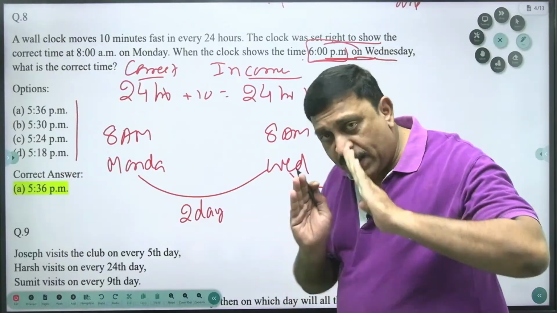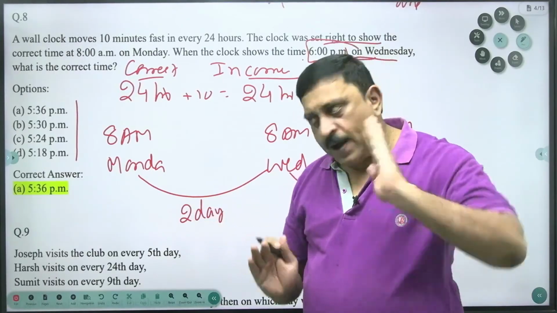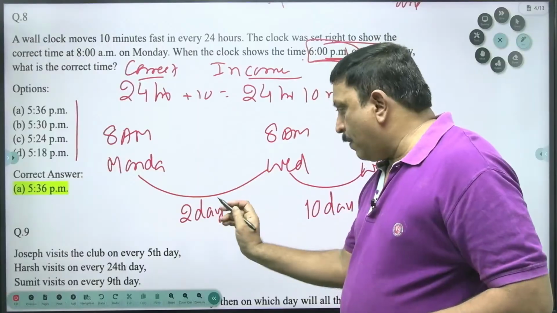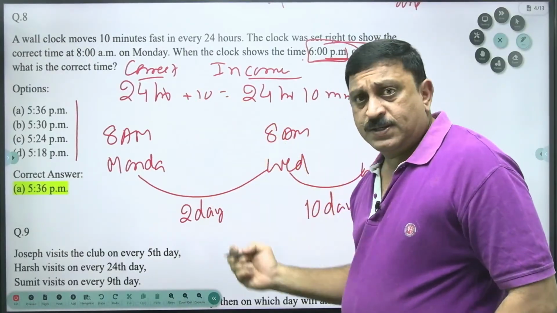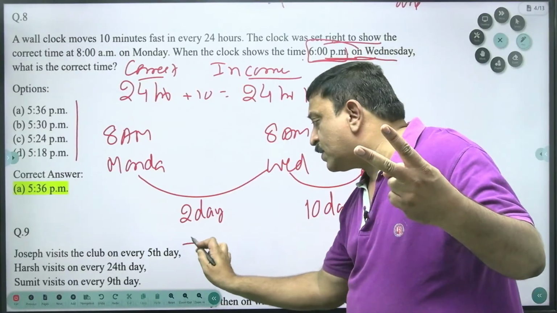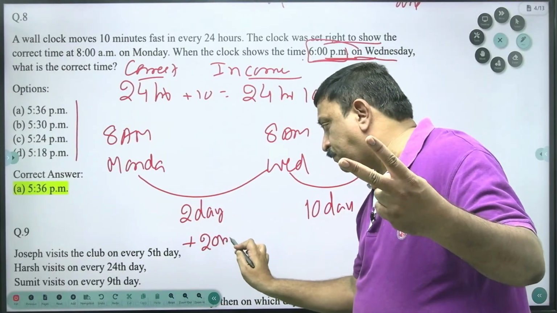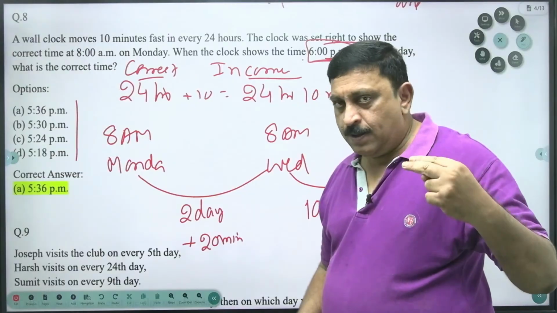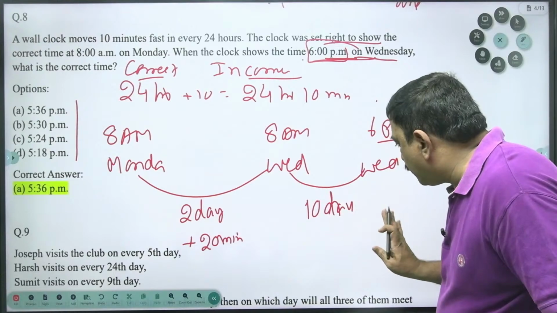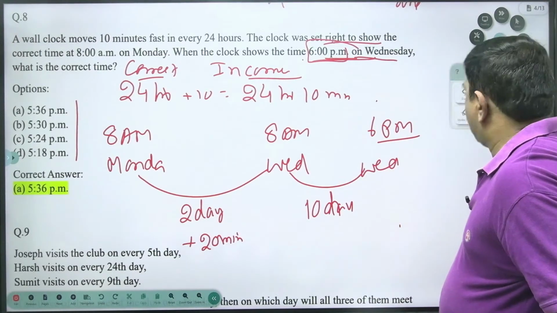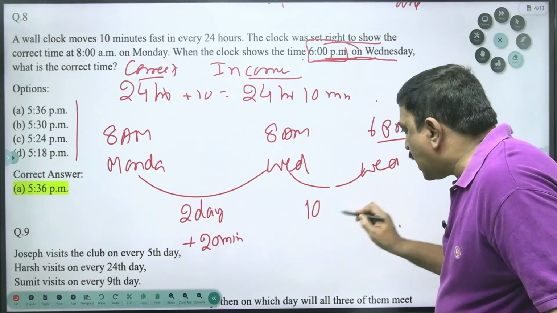Based on wrong running, actually we should not do the question, but I am doing it this way. For 24 hours, it takes 10 minutes, so for 2 days, how many extra minutes? 20 minutes extra. And for 10 hours, sorry, this is 10 hours.